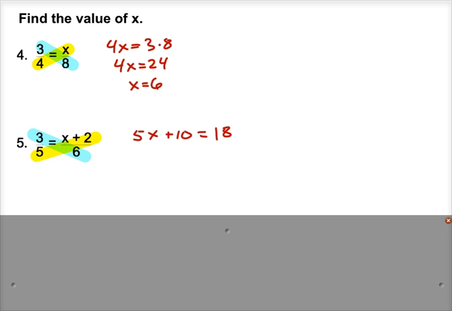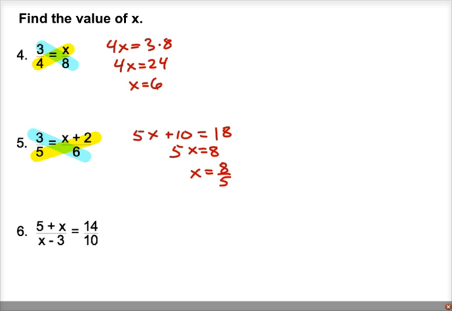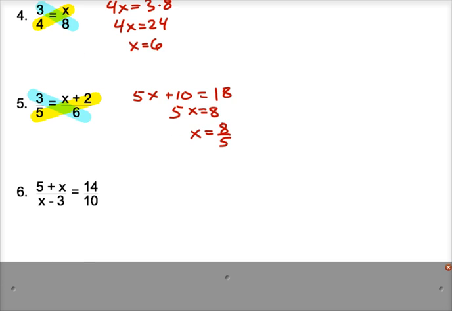Now I just solve the equation. Subtract 10 on each side. And I get 5x equals 8. Divide each side by 5. And don't worry, we can get fractions. 8 divided by 5 doesn't come out nicely. 8 divided by 5 doesn't reduce. So let's just leave it as 8/5. Or you could go to a mixed number, or you could go to a decimal. Our next problem here.